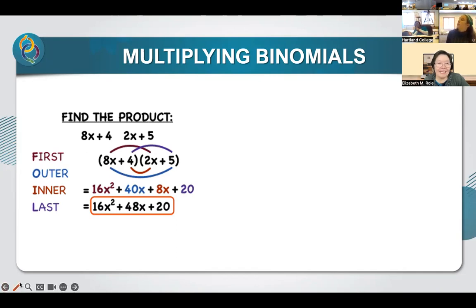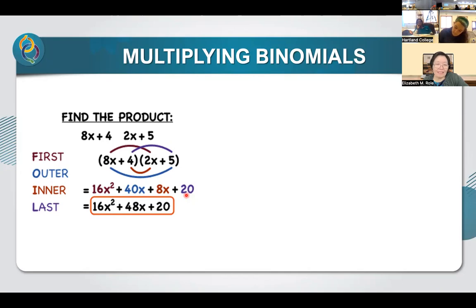All right. And then we now have the outer, 8x times 5 is 40x. Then the inner, 4 times 2 is 8x. And 4 times 5 is 20. And then most likely the outer and inner terms in a situation like this would be the ones with like terms. So you'll now have 16x squared plus 48x plus 20. And of course, you also can just do it in any way, but one nice thing with the FOIL is that the ones that have the same terms, the like terms, are already put together.